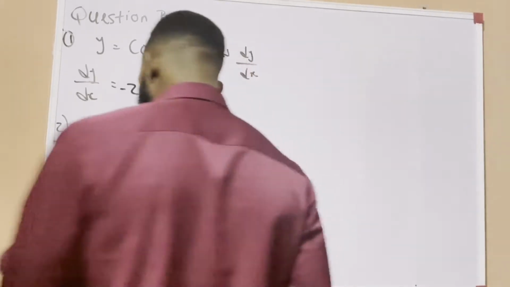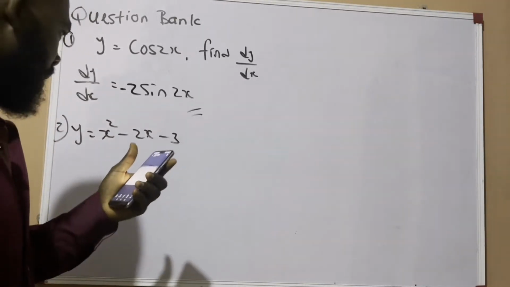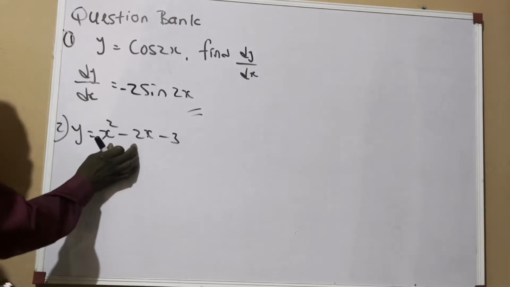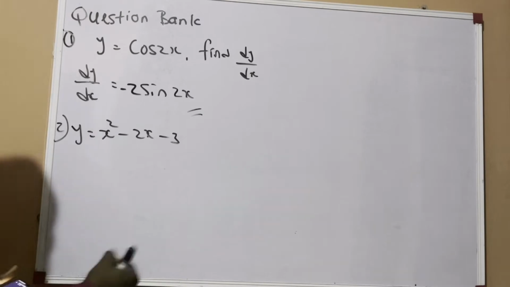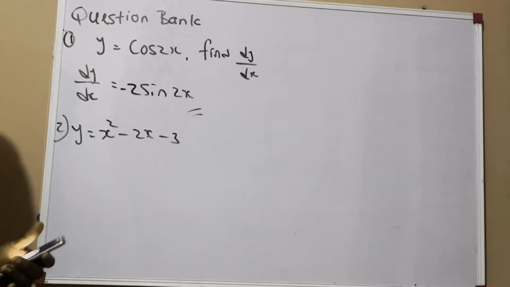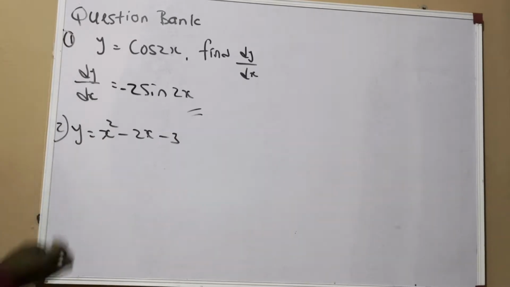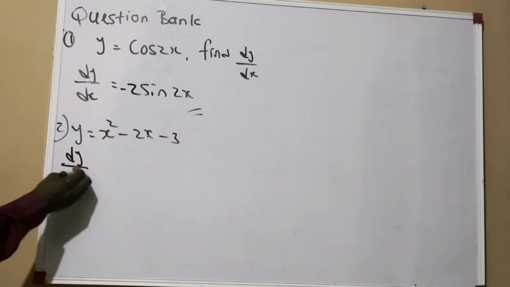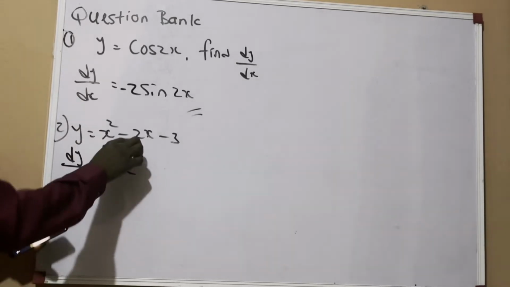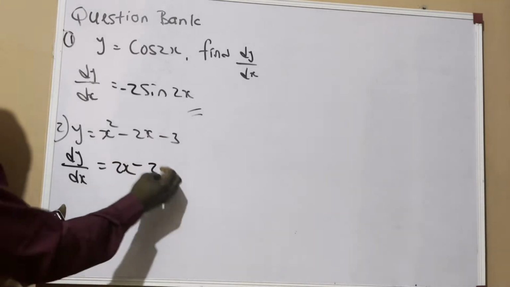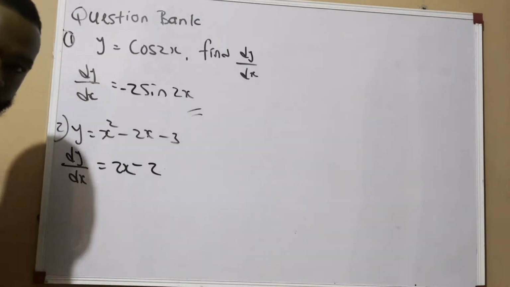If you are told to find the minimum value of this function, first of all, we will get the value of x. Getting the value of x is referred to as the turning point, because at the turning point, dy over dx is equal to 0. So the first thing we're going to do is to take the derivative of y with respect to x. Here dy over dx is equal to, if I differentiate x squared, I will get 2x, minus, if I differentiate 2x, I will get 2. And if I differentiate 3, I will get 0 because 3 is a constant.